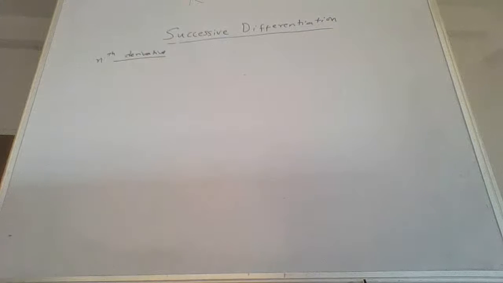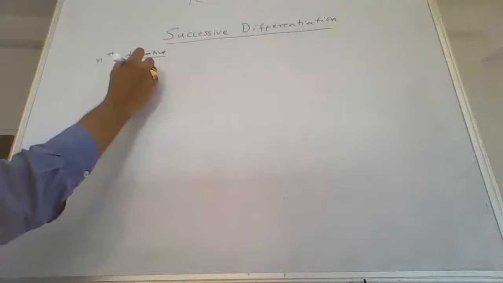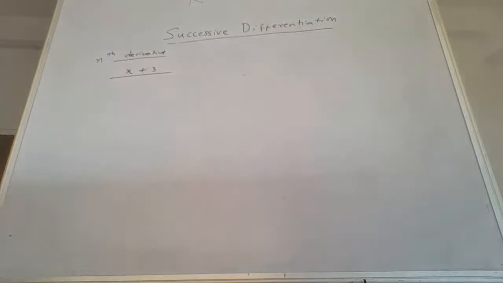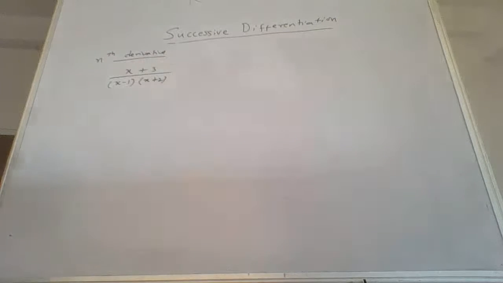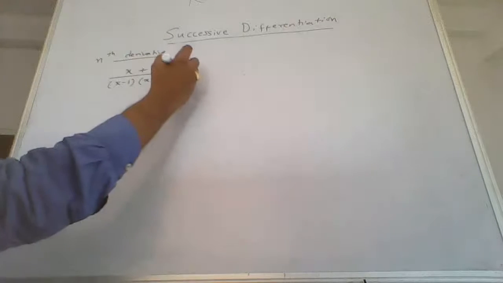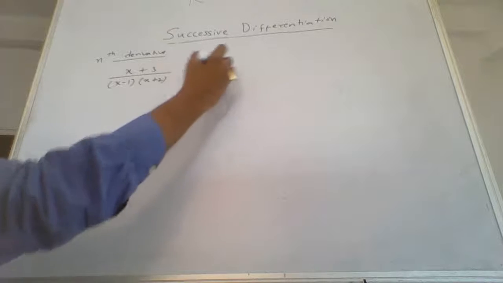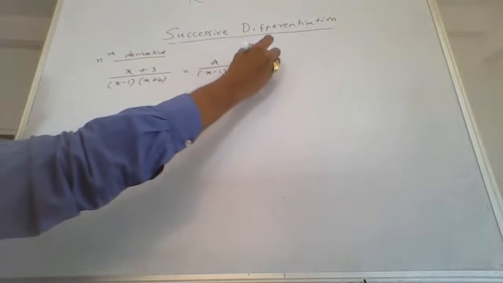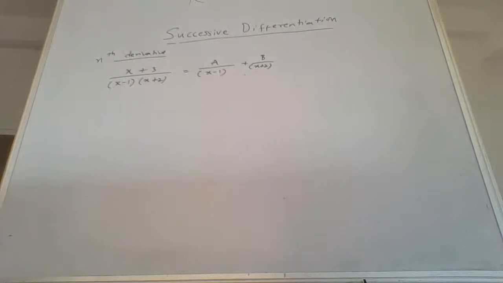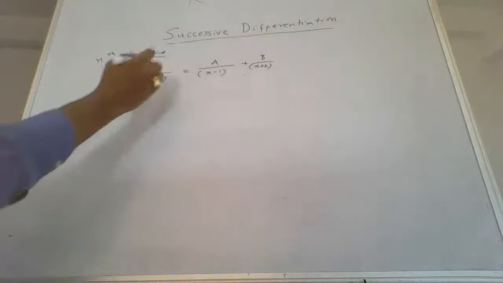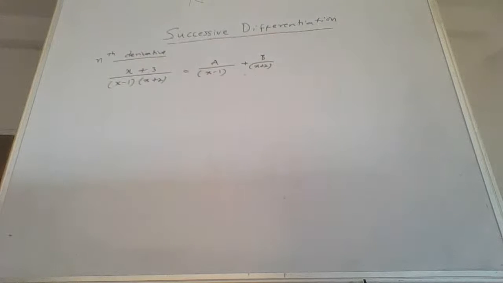Let us find the nth derivative of x plus 3 divided by (x minus 1) into (x plus 2). Let us try to solve this by partial fractions. Let us put this as a divided by x minus 1 plus b divided by x plus 2. Now let us solve for a and b. What are the values of a and b?